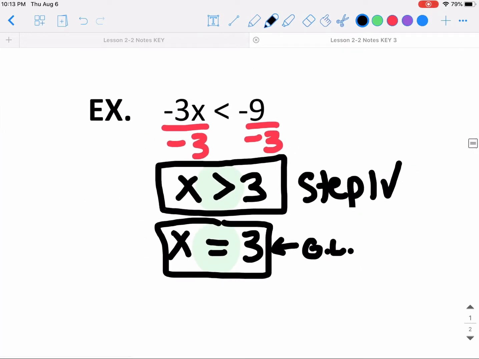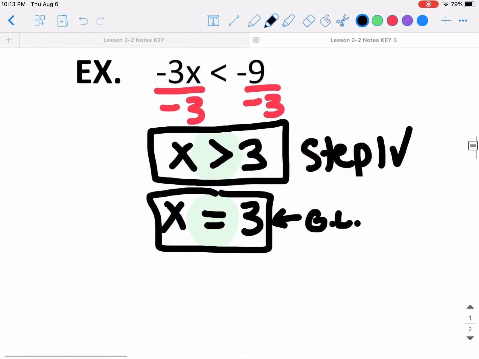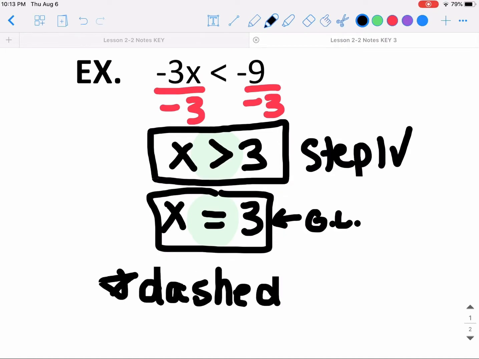Before I graph this, I want to talk about whether it is going to be a dashed line or a solid line. I look at this inequality sign right here, and I see that it is greater than, which means x is equal to 3 is not included. So this line is not included, which means I'm going to make it a dashed line. It's going to be dashed.